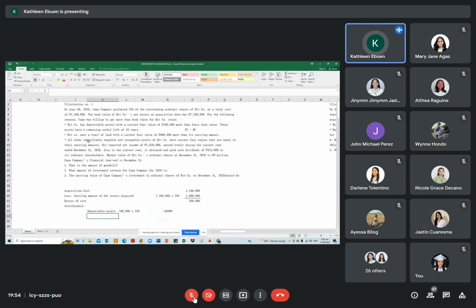45,000. And then meron pa tayo, no, Bit Company owns a tract of land with a current fair value of 900,000 more than its carrying amount. So meron na naman tayong undervalued asset na land for 900,000. So 900,000 times 25%, magkano to? 225,000 po. 225,000. Okay.